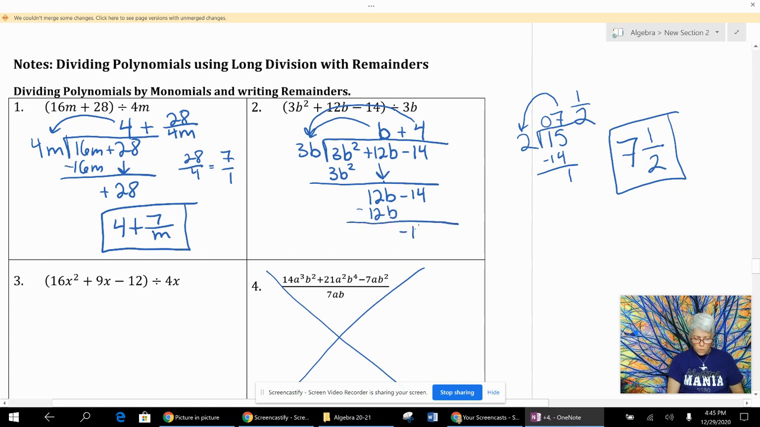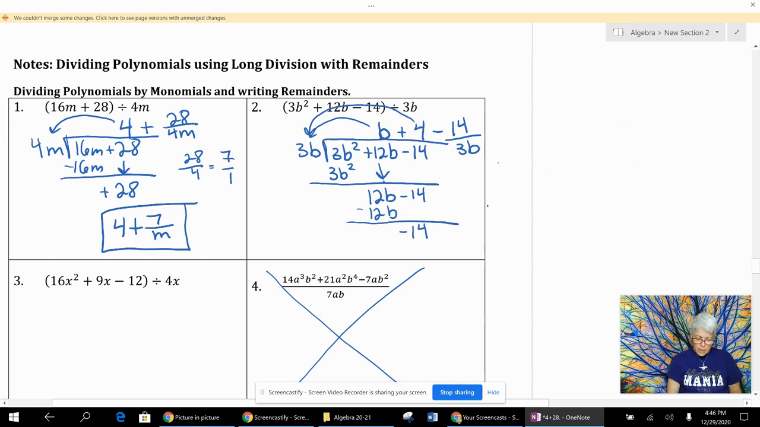I bring down the negative 14, and guess what? 3b doesn't go into negative 14. That is my remainder. Remember, it's negative 14. I will make that as my remainder. But I have to put the divisor underneath it. So let me look at the 14 and the 3. I can't simplify those at all. So let me just write as my answer, I'm going to erase this, b plus 4 minus 14 over 3b.